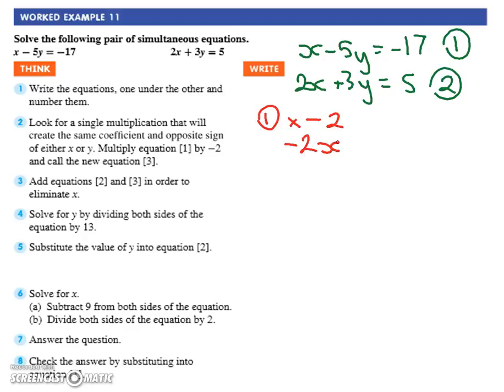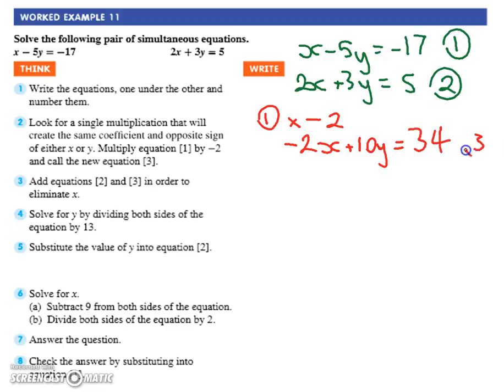Then I'm going to do -5y times -2. So 2 minuses will make a positive, and what's 2 times 5? So it's 10y. Then I've got -17 times -2. Which part are you confused with? Because we're doing -2 times -5y. Timesing everything. All of equation 1 times -2. So we've now got -17 times -2. 2 negatives give you a positive. What's 2 times 17?